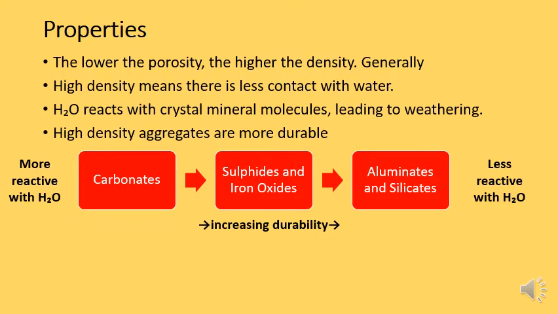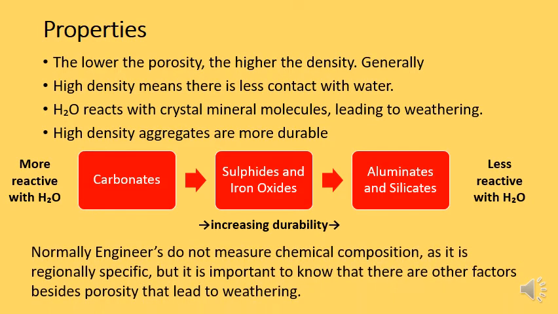So as you move from left to right there, you will have less porosity, and therefore you will have more durability. Now normally, as an engineer, you're not going to be able to measure the chemical composition of a rock regionally. You can't test it for how much carbonates there are or how many aluminates there are in the rock. You're just going to test it for porosity, but this is background knowledge for you to know what causes some things to have higher porosity than others.